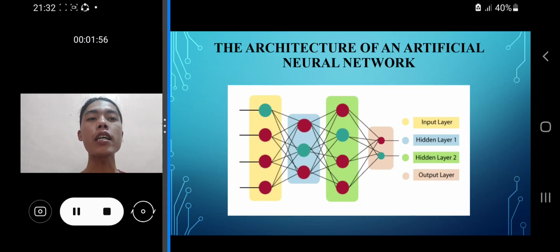So this is the structure of an artificial neural network. The yellow is the input layer, and the hidden layer is the color sky blue and green. So the last layer is the output. So the input goes here, and then it will go to the hidden layer to filter the information until it gets the output.